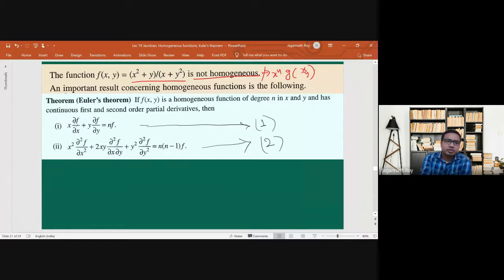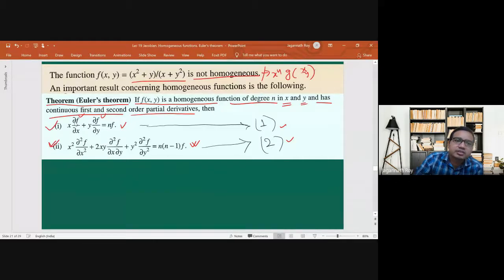Now, there is an important theorem which is known as Euler's theorem. If this function f of x, y is homogeneous of degree n, and x and y have continuous first and second order partial derivatives, then these two relations, equation 1 and equation 2, will hold. That is Euler's theorem for partial derivatives of homogeneous functions of degree n.